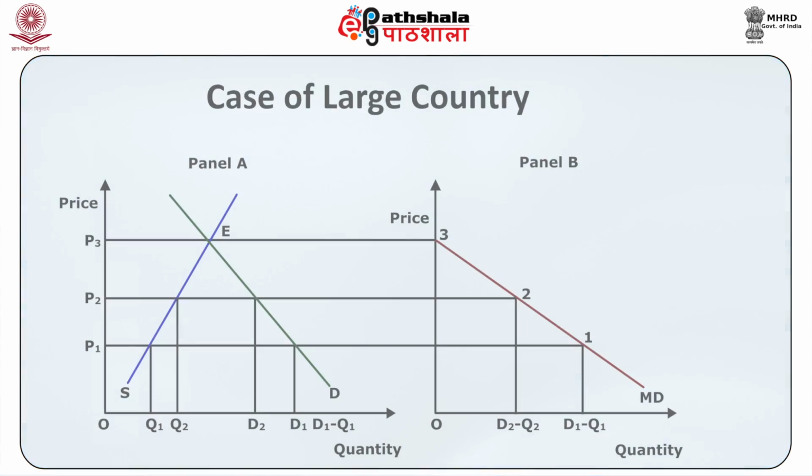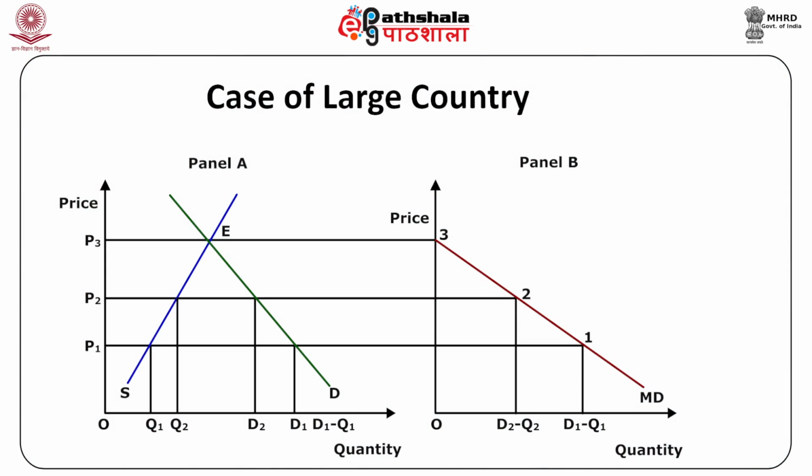Home import demand is the excess of what home consumers demand over what home producers supply, and foreign export supply is the excess of what foreign producers supply over what foreign consumers demand. The home country's import demand curve is derived in the figure. In panel A, D and S curves are the home country's demand and supply curves respectively. At price P1, home consumers demand D1 while home producers are able to supply only Q1. So, home import demand is D1 minus Q1.